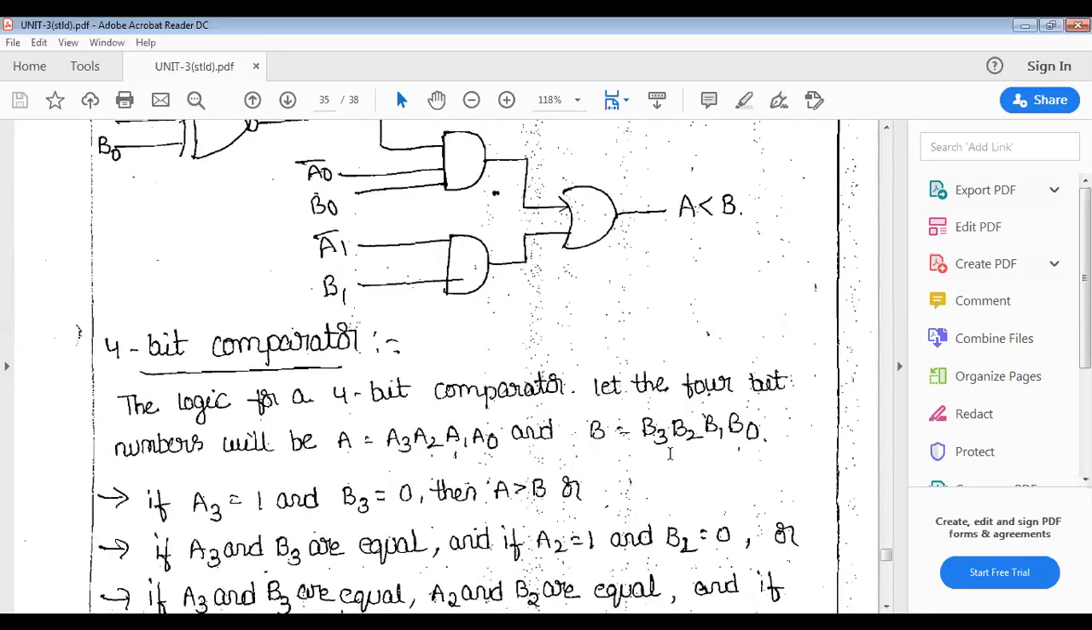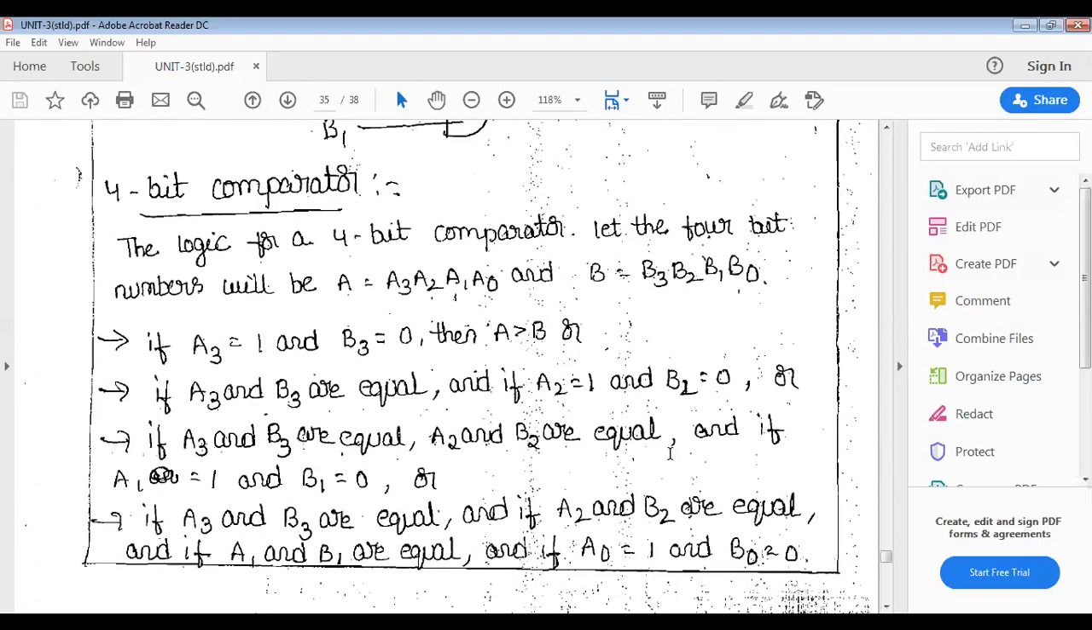Then you go for the 4-bit comparator. The 4-bit means A has 4 bits and B also has 4 bits. First of all, if I take A3 and B3, if A3 is 1 and B3 is 0, then A is greater than B. Or if A3 and B3 are equal, then we compare A2 and B2, where A2 is 1 and B2 is 0.